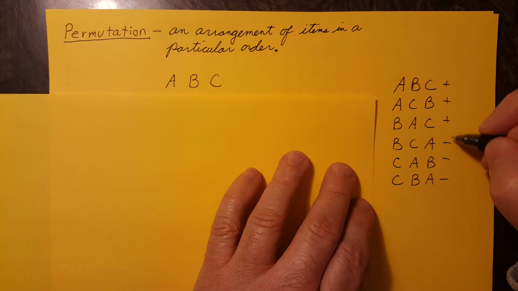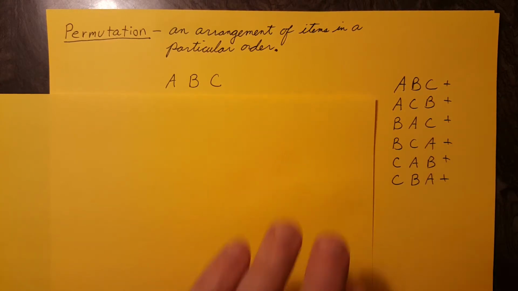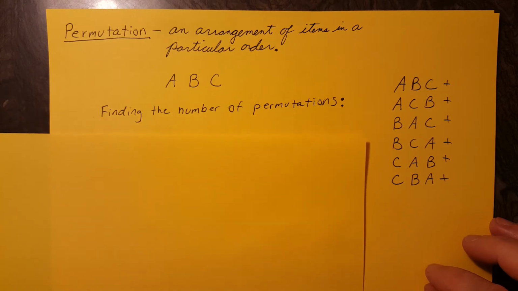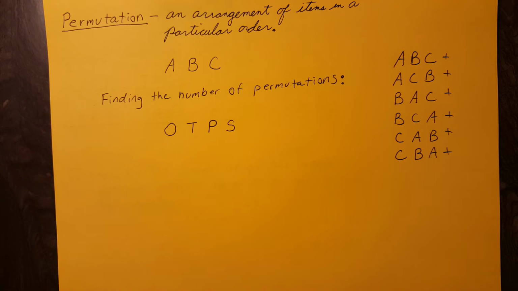We'll be trying to find the number of permutations based on a number of items. Okay? So let's talk about finding the number of permutations. Let's say we have these 4 letters, O, T, P, and S. Now, we could write them all out, like we did with these, but there's 4 letters and there's going to be a lot of them. We get up to 5, 6, 7 letters, it gets even bigger and bigger. So what's a quicker way of doing that?